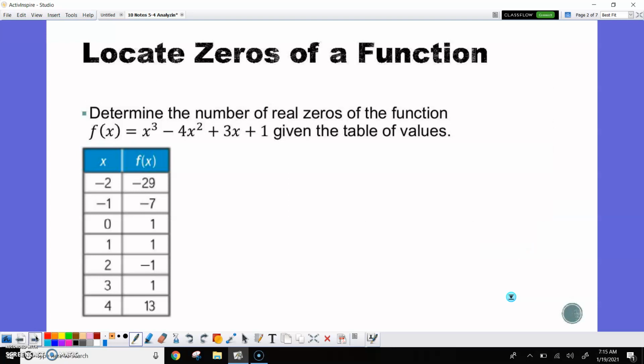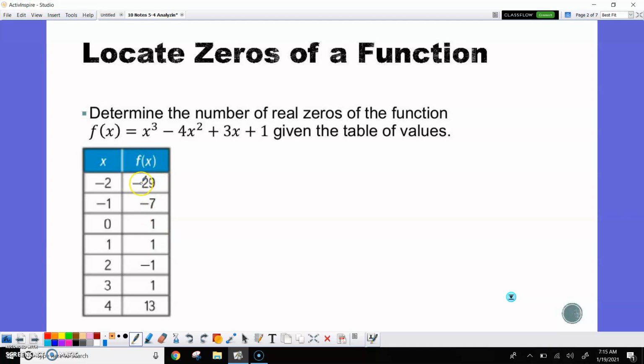So first thing is to locate zeros of a function given a table. When you're given a table of values, zeros would be when the f of x is equal to 0. Since we don't see any zeros here, it doesn't mean that there aren't any. It might mean that it just crossed through 0 without it being a point on my graph.